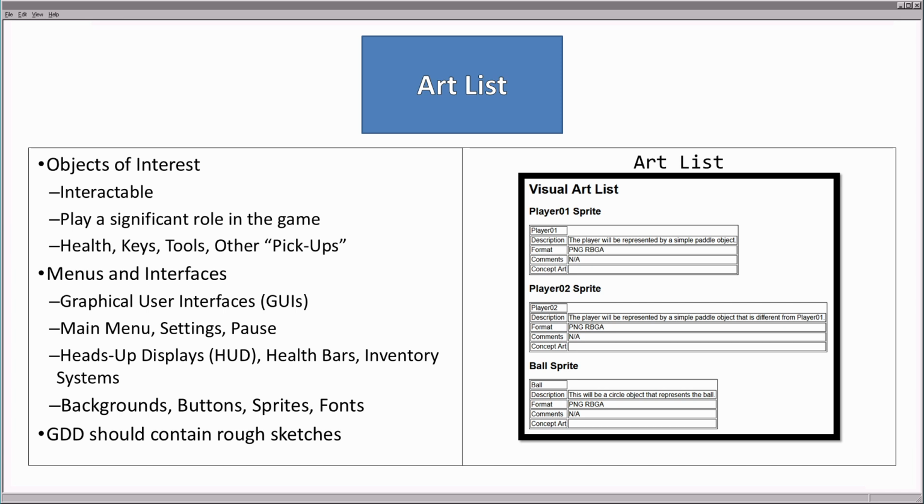Visual artists must also consider the different menus and interfaces in the game. Both of these deal with graphical user interfaces or GUIs. Some common menus would include the main menu, settings, and pause. Common interfaces such as heads-up displays, health bars, and inventory systems should be considered as well. With all of these, we need to consider creating backgrounds, buttons, sprites, and even fonts to create them. The game design document should contain some rough sketches of these interfaces.